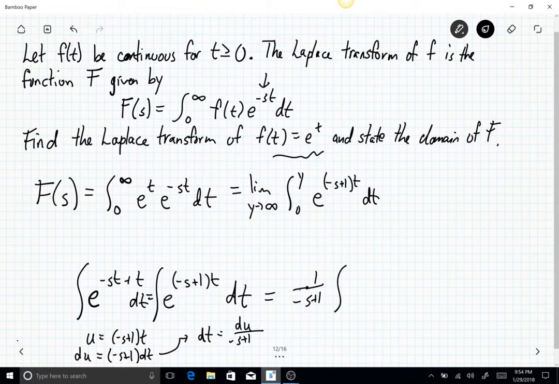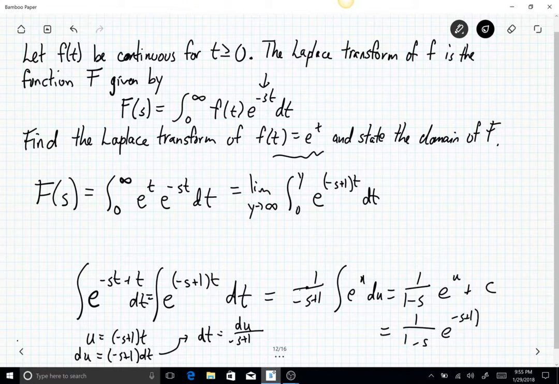We get an integral of e to the u du, and so that's 1 over, I'll just rewrite that as 1 minus s, that'll be a little bit easier for us, and then this is e to the u plus some constant c. So this is 1 over 1 minus s, and u was negative s plus 1, so e to the (negative s plus 1) times t, and then all that's plus c. Okay, so we have our antiderivative.